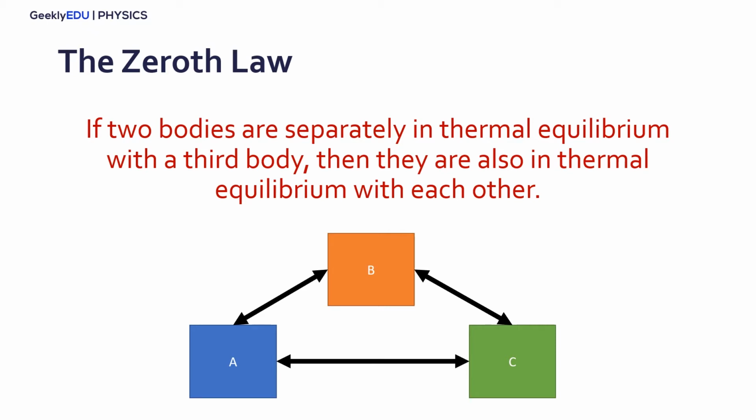It may be very simple, but it can be very useful. For example, to know if A and B are in thermal equilibrium, instead of measuring the temperature of A and B, you can just add one object to the system and wait until it reaches thermal equilibrium. And then you can measure the temperature of A and B through a third object.